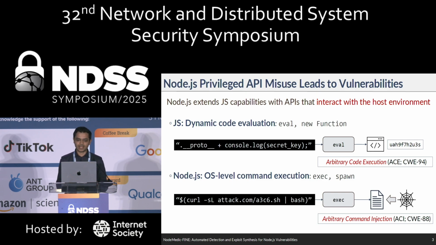Node.js additionally provides APIs for operating system level command execution, such as exec and spawn. If misused, an attacker-controlled string reaching exec can be interpreted as shellcode, enabling an attacker to run arbitrary commands on the host operating system. This is called arbitrary command injection, or ACI. ACE and ACI are the primary vulnerabilities we examine in this work because of their severity. An attacker who can perform ACE and ACI can also perform weaker attacks, like directory traversal by extension.